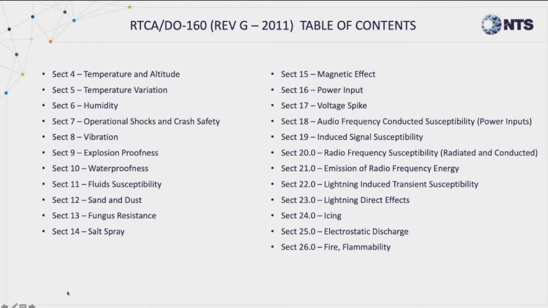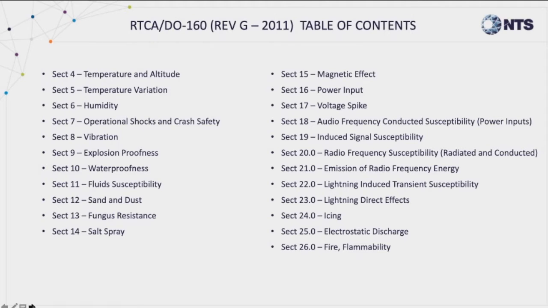So this is a breakdown of the different categories or test sections, as we call them, for DO-160 from Rev G, which is the latest DO-160 at the moment. You can see sections 4 through 14, as well as 24 and 26, of what we would consider environmental test conditions, whether it's temperature or altitude, humidity, vibration, things like that.